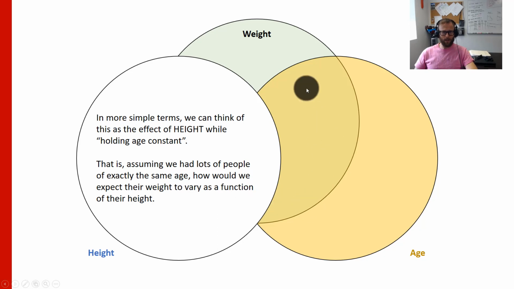Flipping this around, we can also look at the shared variance between age and weight, excluding the part of age that's related to height and excluding the part of weight that's related to height. So again, we're excluding that shared variation from the middle in order to say how much variation in weight is now explained by the part of age that is independent of a person's height. So again, this would be if we're holding height constant. How much of an effect does age have for two people of the same height?